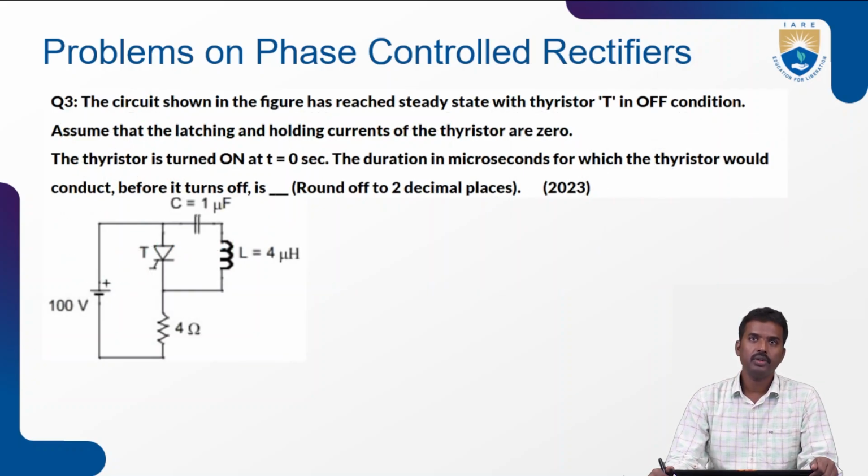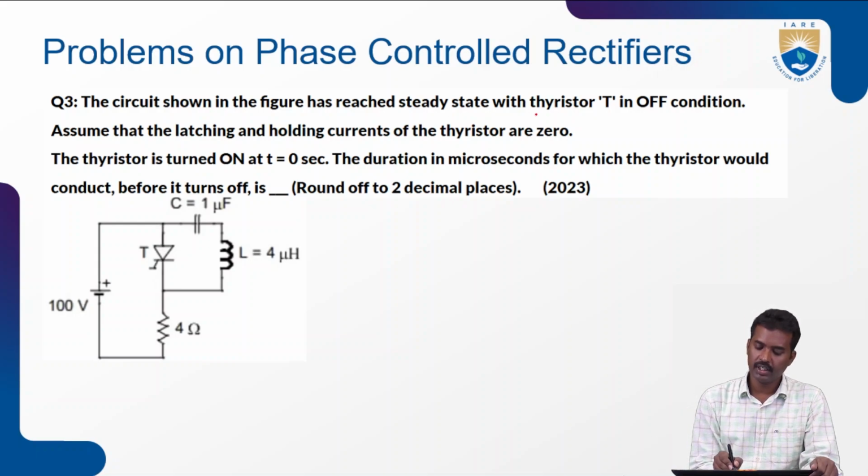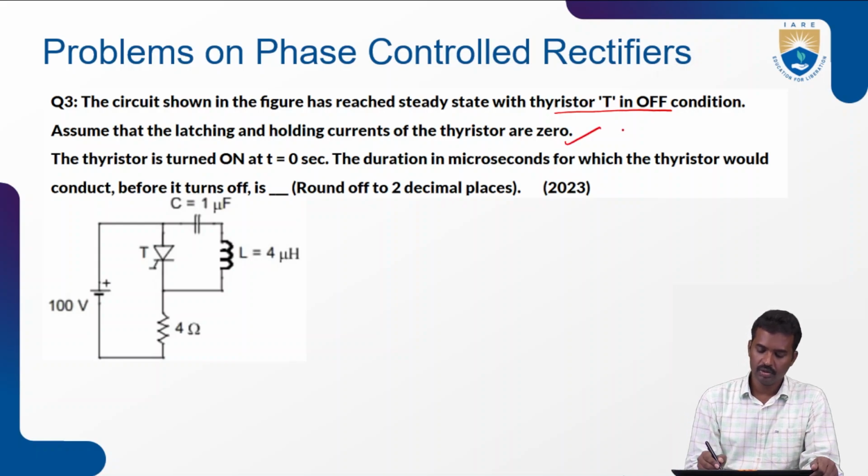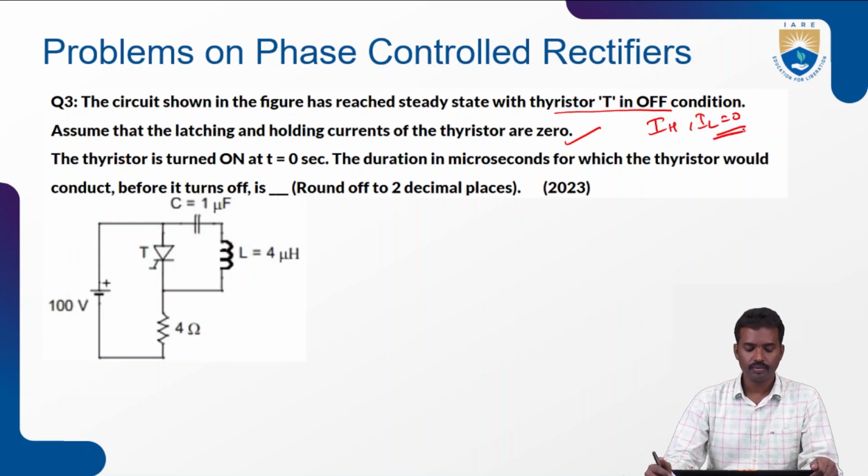The circuit shown in the figure has reached steady state with thyristor T in the off condition. T off means here t is less than 0. Now assume that the latching and holding currents of the thyristor are 0, so the holding current IH and the latching current IL values are 0.